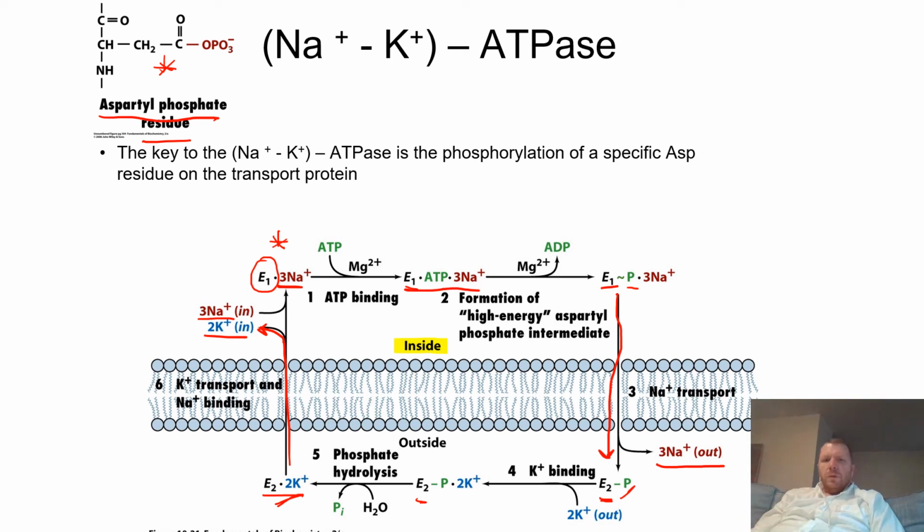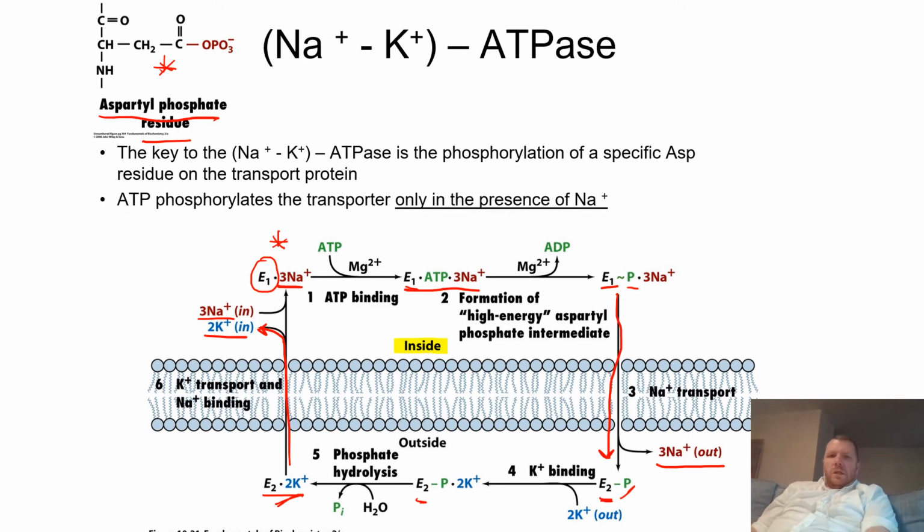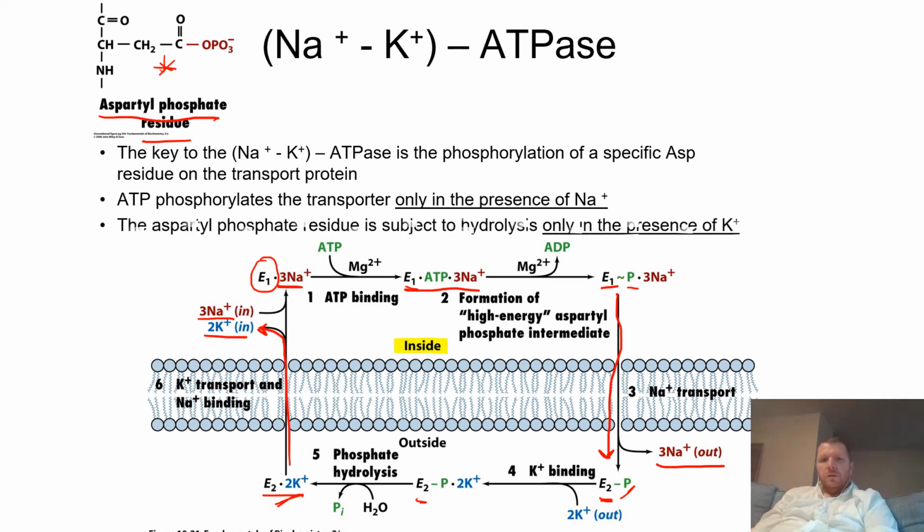The key to the sodium-potassium ATPase is the phosphorylation of a specific aspartic acid residue on the transport protein. ATP phosphorylates the transporter only in the presence of sodium. I said that just a moment ago, that E1 is only going to be phosphorylated or bind ATP whenever it is also bound to sodium. Now, this aspartyl phosphate residue is subject to hydrolysis only in the presence of potassium. So this phosphate group is only going to be removed when you have 2 potassium ions present.